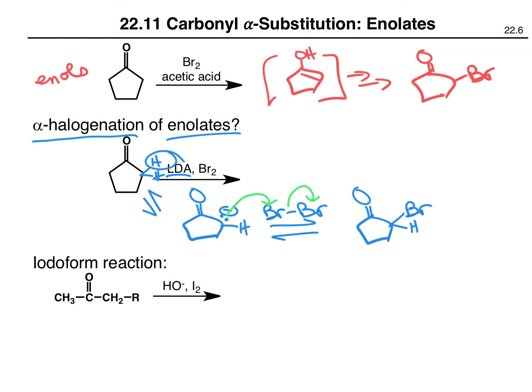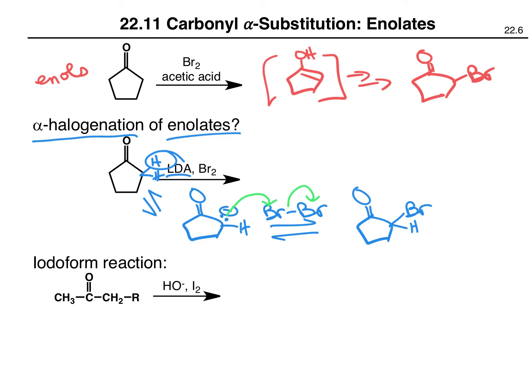But one of the problems that we have under basic conditions is that while this molecule was much less reactive than the starting material, this compound is more reactive than the starting material. And so under basic conditions, we end up with multiple alpha halogenation so that all of the alpha hydrogens are eventually replaced by a halogen. So synthetically, this isn't really very useful.